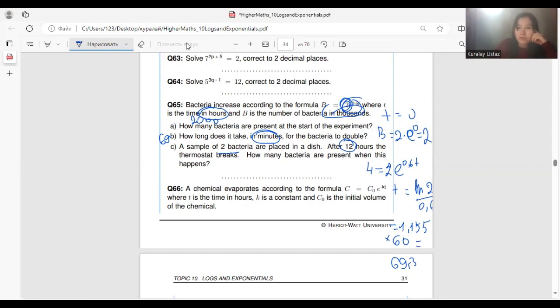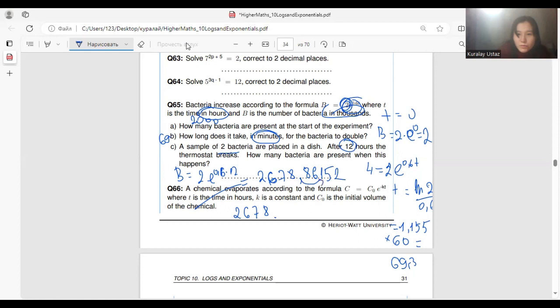Let's try to do it. So we need to find B, the number of bacteria, when T is equal to 12. So that should be 6, 7, 8, point 2. So we need to write down in thousands also. So the answer will be 2, 6, 7.